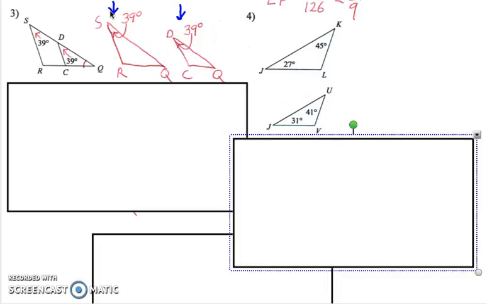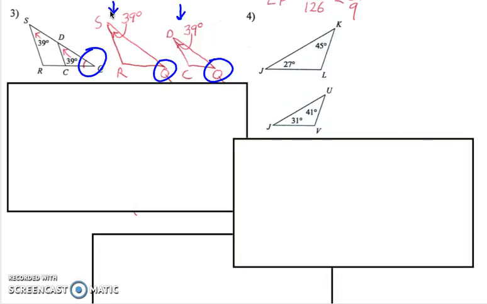We know that with angle S and angle D, both of those are going to be 39 degrees. But you see that in both triangles, down here and down here, they both share the same angle Q from our diagram. So we know that those two angles are going to be congruent to each other. So let's go ahead and put two arc marks here. Now that we know that we have two pairs of corresponding angles congruent to each other, we know that these two triangles are similar by angle-angle similarity.